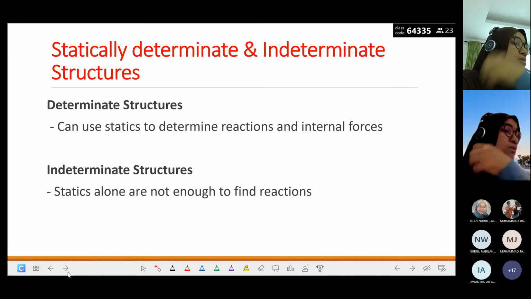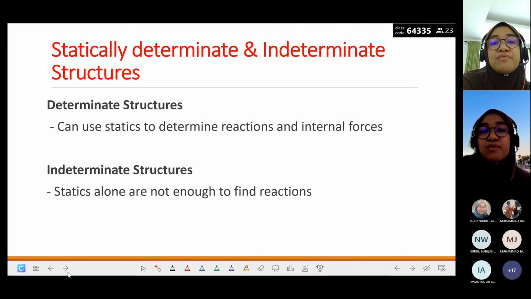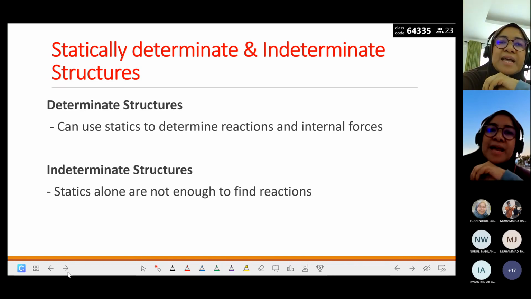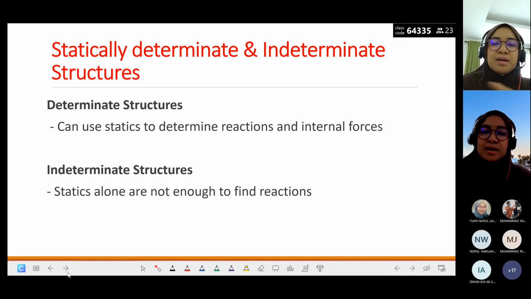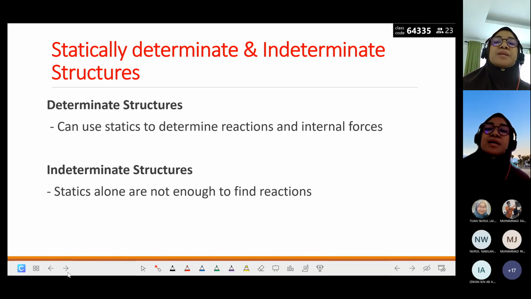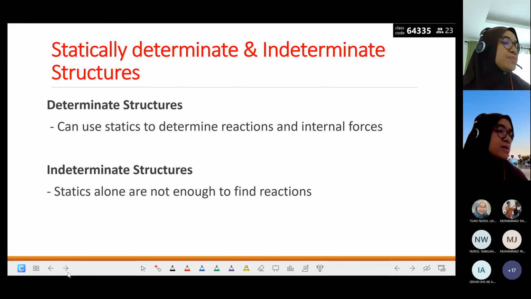Okay. A determinate structure can use statics to determine reactions. Statics means the three equilibrium equations, to calculate reactions and internal forces. For an indeterminate structure, statics alone is not enough to find the reactions. That is why the flexibility method takes place. Whenever we cannot determine reactions using equilibrium equations, we need to apply the flexibility method. So how do we apply the flexibility method? By identifying the redundant and solving for the redundant value.